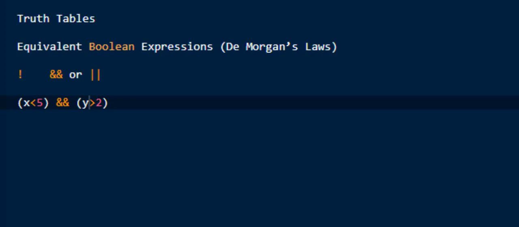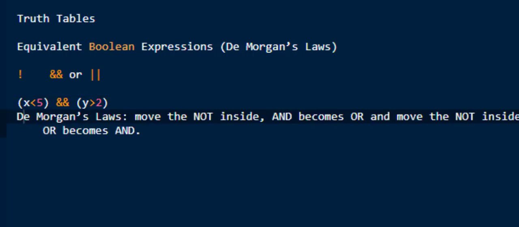Consider this one. When we negate one of these complex expressions, we can simplify it by flipping the operators and end up with an equivalent expression. De Morgan's law states the following equivalencies. An easy way to remember De Morgan's law is: move the not inside, and becomes or, and move the not inside, or becomes and. Coming to the last section of this unit, comparing objects.